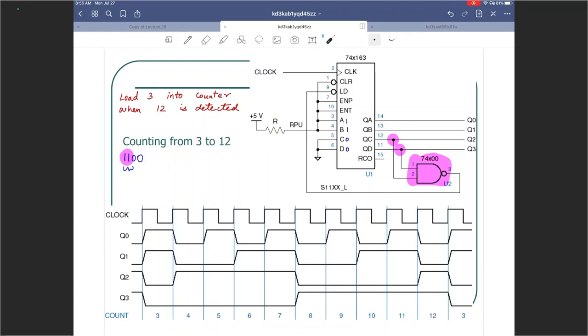So in your studio today, you will say load 1 into the counter when you detect 9. I highly recommend this particular slide as a resource for your studio today. Questions? Free running, start at an arbitrary value, stop at an arbitrary value, start and stop at an arbitrary value. So that's what we did today using a 74X163 chip.